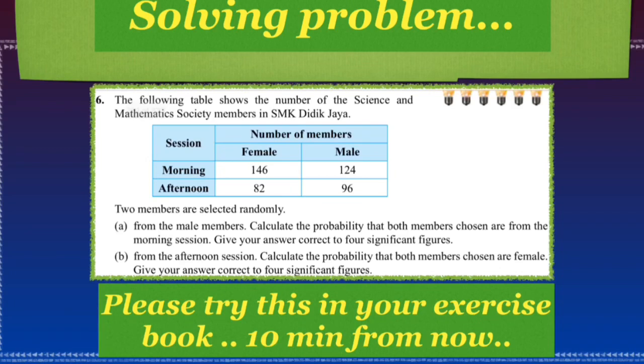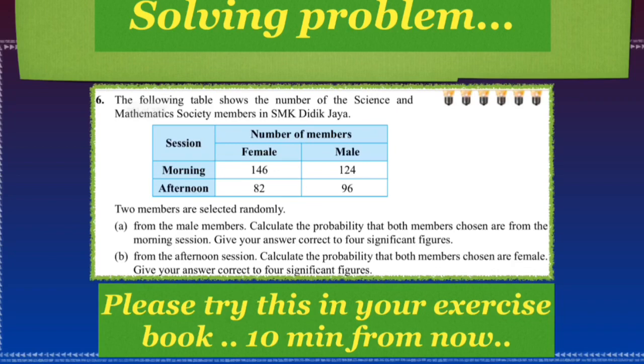Okay, let's discuss question number 6. The following table shows the number of the Science and Mathematics Society members in SMK Didik Jaya. So please study the table, numbers of members. For the morning session, female 146, male 124. Afternoon, female is 82, male is 96. The school is having 2 sessions, morning and afternoon.